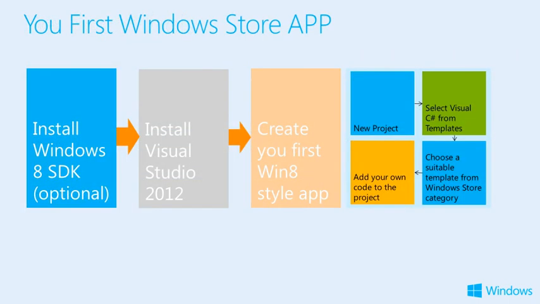Here is a flowchart of the setup development environment for Windows Store Apps. First, you can install Windows 8 SDK to get a full version of header files, libraries, and tools. This step can be skipped because Visual Studio 2012 has included the necessary components of Windows 8 SDK. Next, you should install Visual Studio 2012. After the installation, you are ready to create your first Windows Store app.